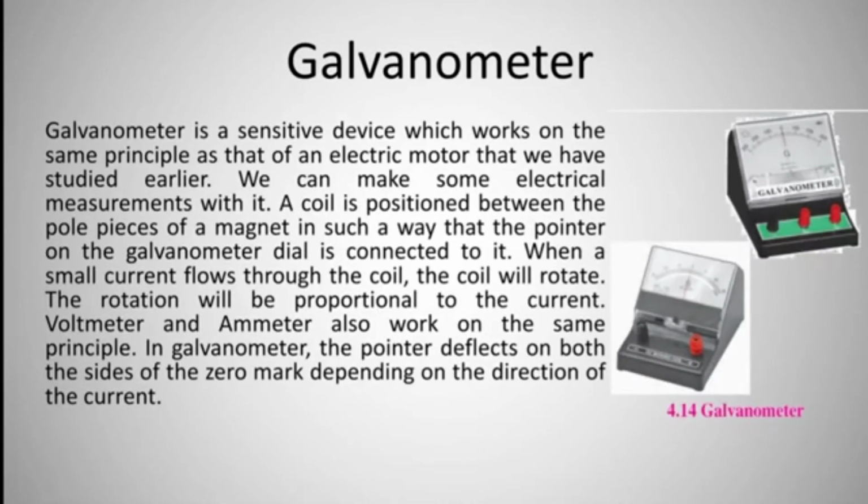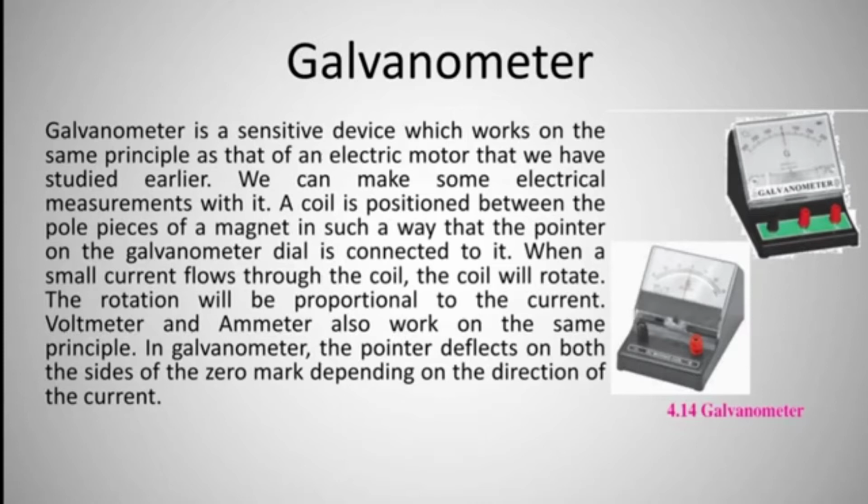Galvanometer. Galvanometer is a sensitive device which works on the same principle as that of an electric motor that we had studied earlier in the last video. Figure 4.14 shows us the image of a galvanometer. We can make some electrical measurements with it. A coil is positioned between the pole pieces of a magnet in such a way that the pointer on the galvanometer dial is connected to it.